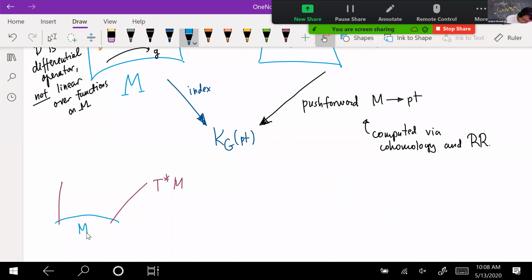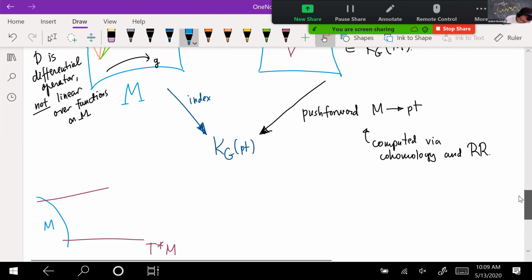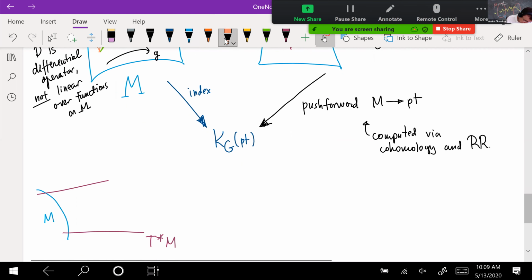So this is my M. Maybe I should try to draw it more horizontal since we have to pull back a vector bundle too. This is my M. These are the cotangent directions to M. And over that, now I have a pullback. There's a projection of the cotangent bundle to M itself, and we call it pi. And then I pull back my vector bundles here.